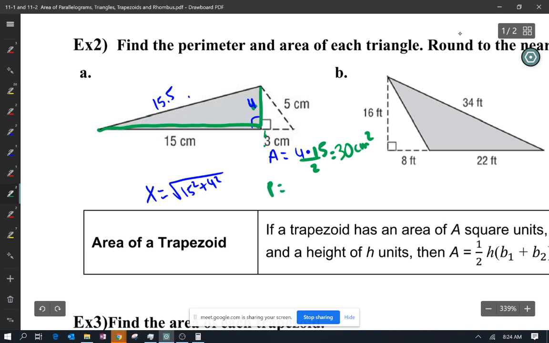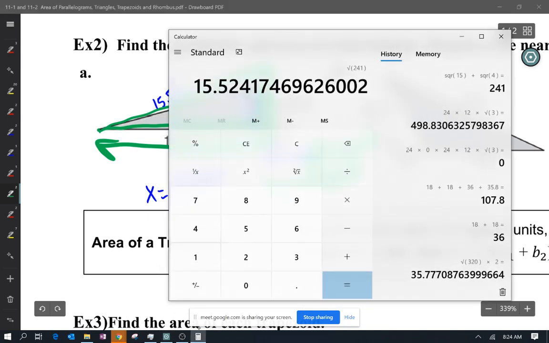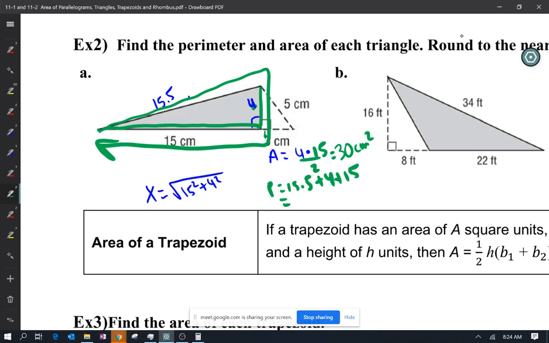Perimeter is going to go around the shape. So from there to there to there to there. So what is it? 15.5 plus 4 plus 15 plus 4 plus 15. I don't mind if you use a calculator to do the math today, but you got to show me the work.